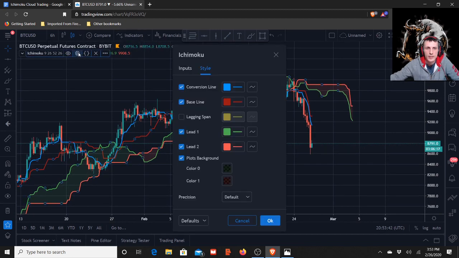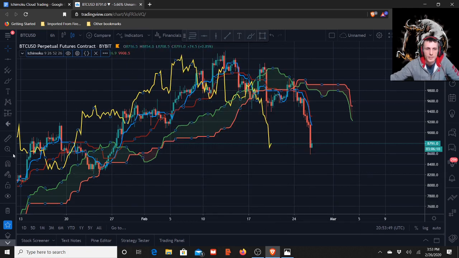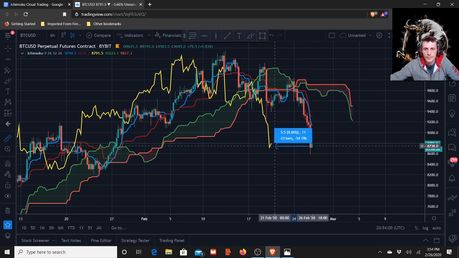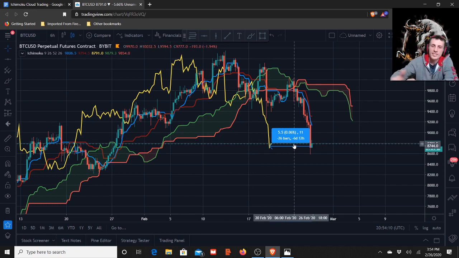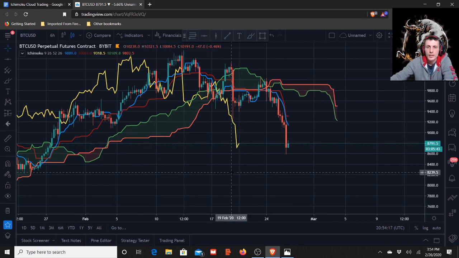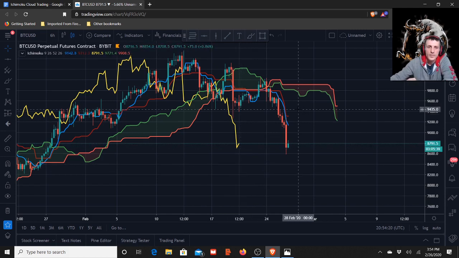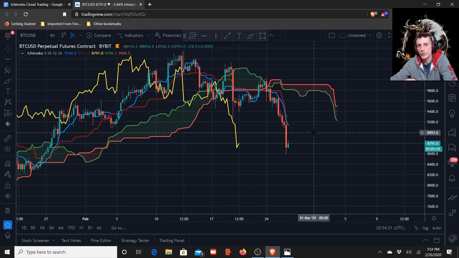Turn that lagging span on there. And you can see that if you get your measuring tool and you go to the green candle, right as soon as we touch it, it's 26 periods back. So 26 periods back, our price was right around in this range. So what I will be looking for is a pullback, probably somewhere up here into your support 9400 area, and then I will be looking to short again.